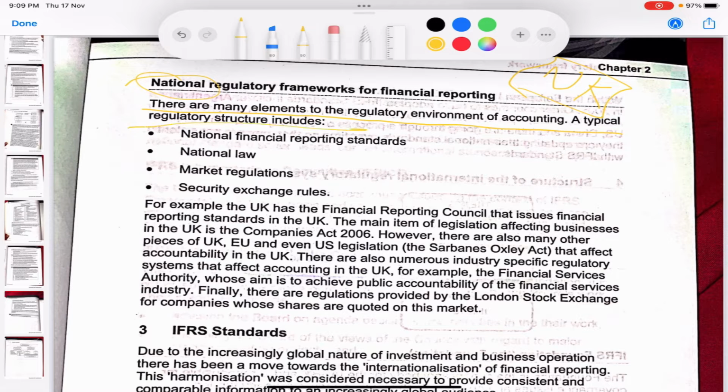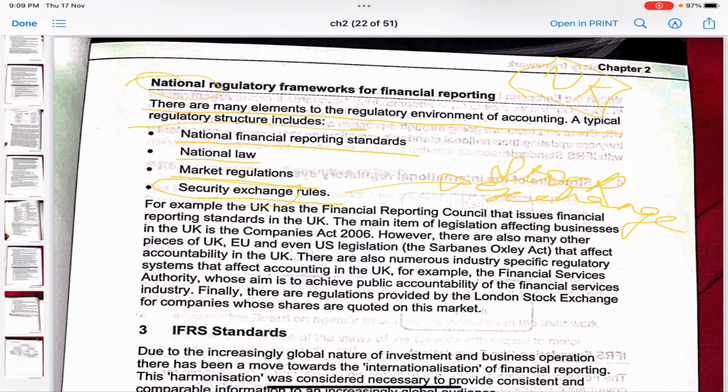A typical regulatory structure includes national financial reporting standards, national law, market regulation, and security exchange rules. So, what is a security exchange? That is nothing but the stock exchange. What is the stock exchange? It is the stock market.